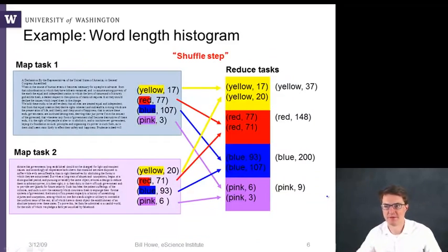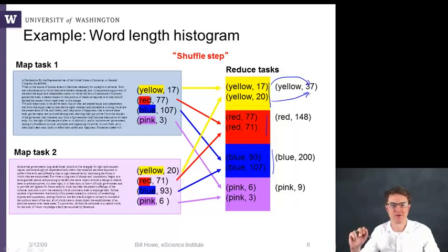Then in the shuffle step, all the yellow key value pairs will be grouped together, and there's 2 of them, and all the red ones will be grouped together, and so on. Then in the reduce phase, you'll add these 2 numbers together to produce 37. So the structure here is really identical to word count. It's basically just a change to the map function. In fact, in this case, you could literally use the exact same reduce function. For every key, add up all the contributions of it. You wouldn't need to change reduce at all.